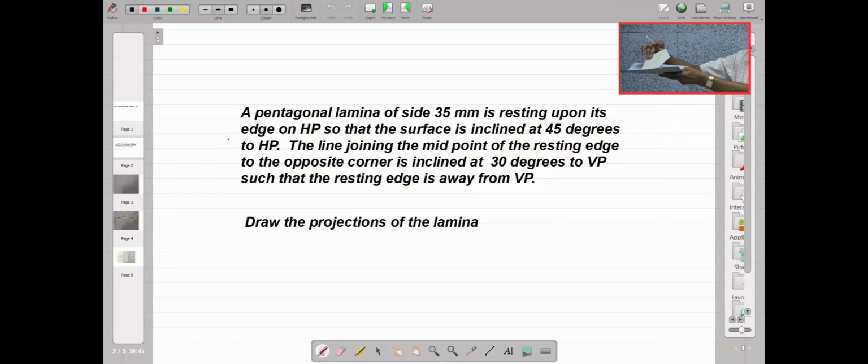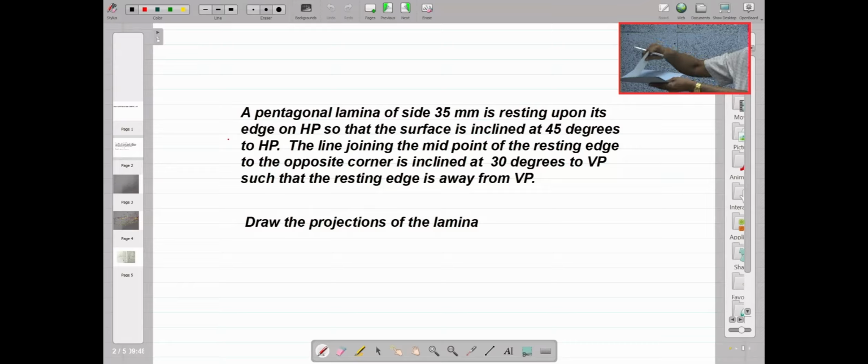We know that whenever the surface is inclined to HP, we will make the surface on HP. So this will be my stage 1. I will be keeping the lamina on HP. Then I will be drawing the top view first. I can see the pentagon. Then I will be drawing the front view, which will be a line. Then second stage, I will be tilting so that the lamina is inclined at an angle of 45 degrees. So the front view will be again a line. The top view will be a reduced pentagon.